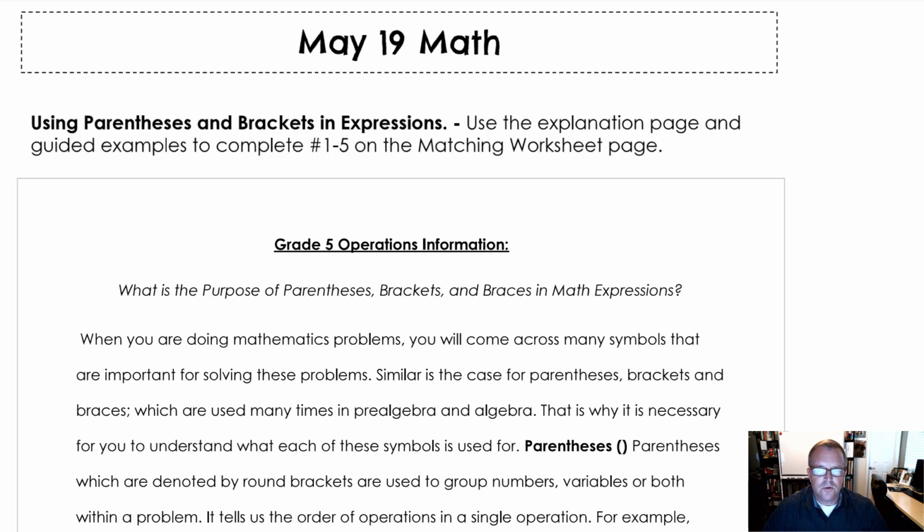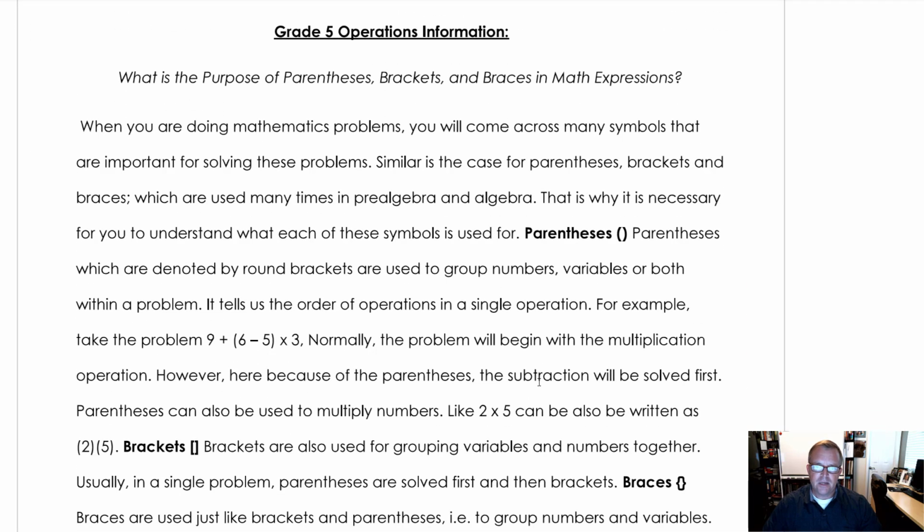Today's math says we're going to use parentheses and brackets in expressions. Use the explanation page, which is this big page we have to read, and the guided examples to complete numbers 1 through 5 on the matching worksheet page. It says grade 5 operations information. What is the purpose of parentheses, brackets, and braces in math expressions?